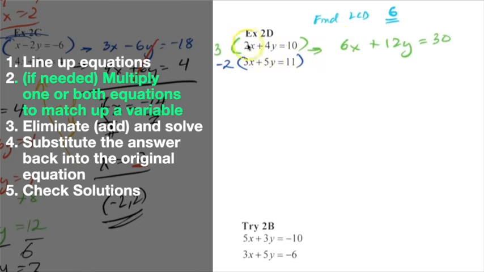I'm going to do a negative 2 because I like to just add. I don't like to subtract. You can technically subtract these things, but to me it's so much easier just to multiply by a negative and then add them. Multiply by negative 2 so that these x's here are different signs. They're on opposite teams. I get -6x - 10y = -22.